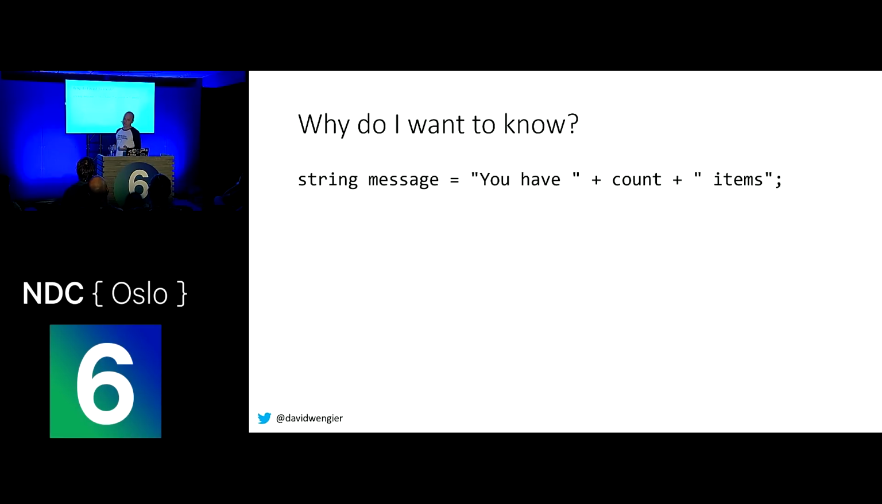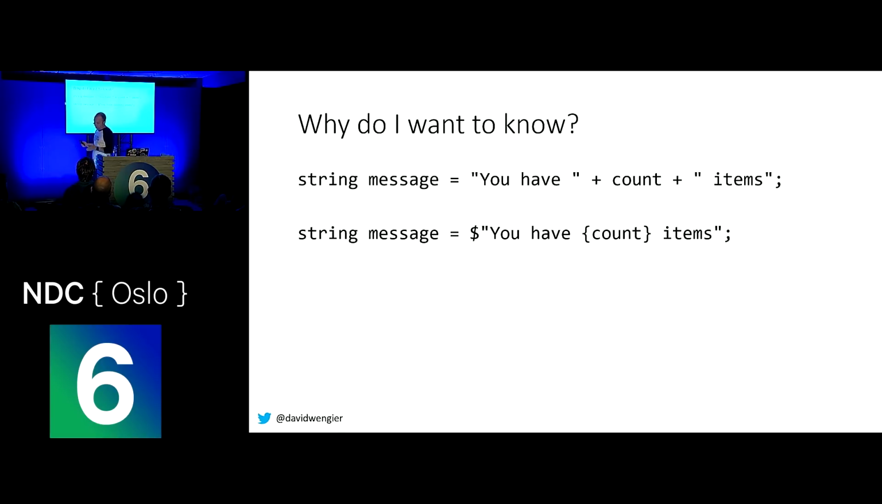The real concrete reason to know, or one of them, is performance. Take this line of code, fairly simple string concatenation. Count is a number of some kind. This code is perfectly readable to me, but in C# 6, I think, we got interpolated strings. And a lot of people find these easier to read, and they have a very good point.